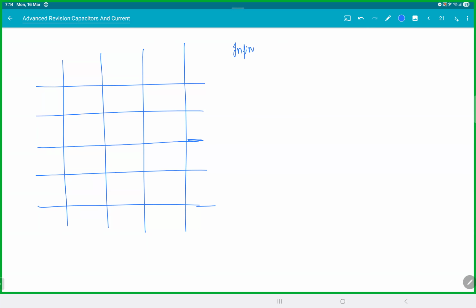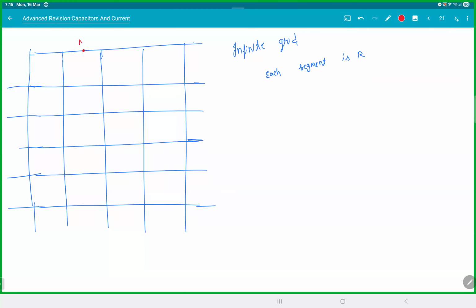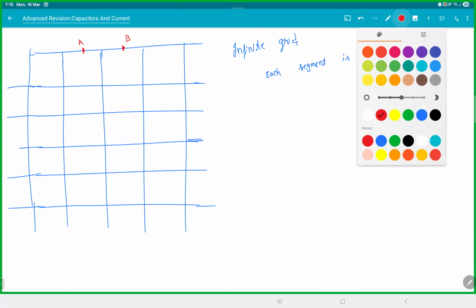Do you guys remember this? Infinite grid. There are infinite branches, and each segment is R. But we will change it a bit. It's just a never-ending circuit here. It's an infinite grid. This is point A, the midpoint, and this is B. If you remember the question, we did between these two. Yeah, we're not doing that. We are doing between these two points. Find RAB.